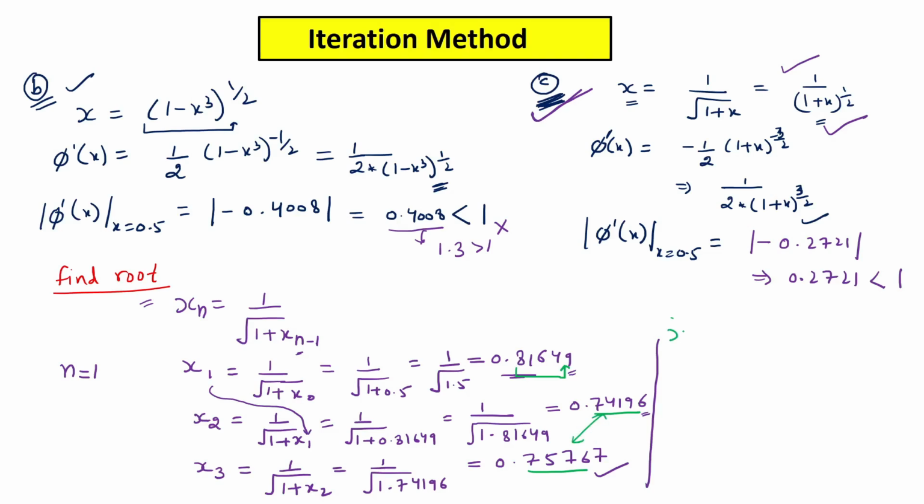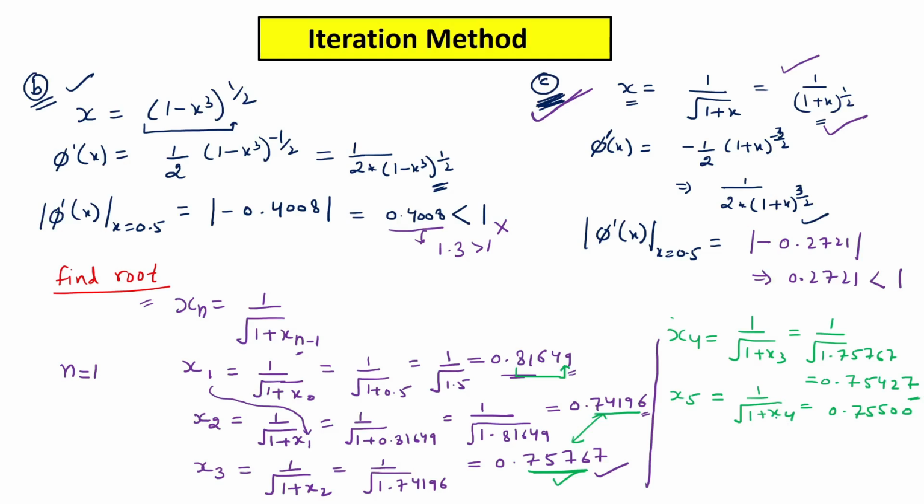So we have to find the x4 also, and it will be 1 upon 1 plus x3. That means I have to use this value, and after calculation this will be this value. Now again this is 7542 and this is 7576. So 4 digits are not matching. So I have to proceed with the fifth iteration also. In the fifth iteration I use the value of x4, that is this value, and I got this value. Again this is 7542 and this is 7550. So again 4 digits are not matching.